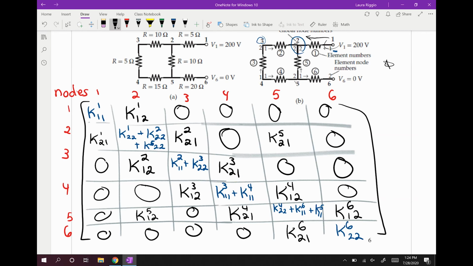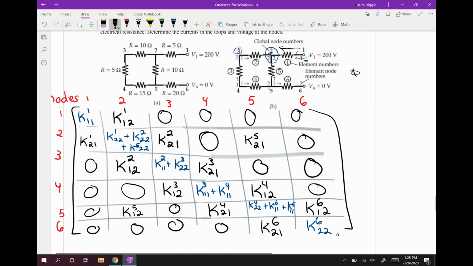I'm going to go fill in the bottom half of my diagonal. So really, with more complicated systems, you want to be able to look at the picture and ask, how can I generate my coefficient matrix without having to write out all of the equations?